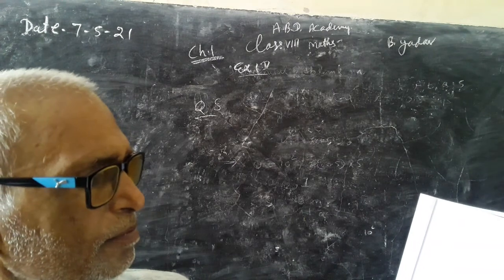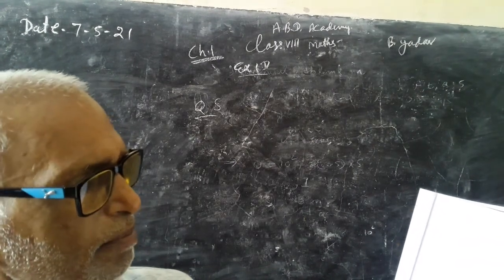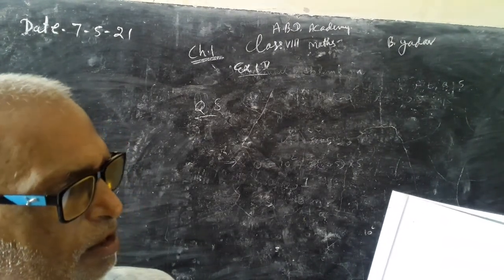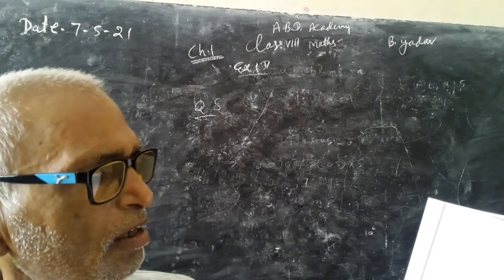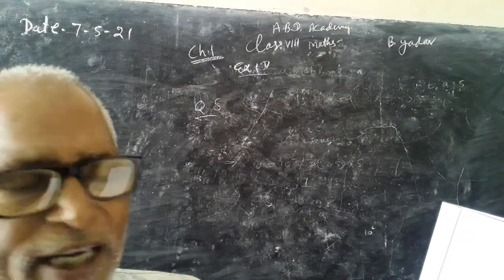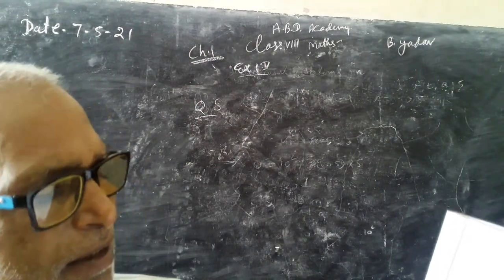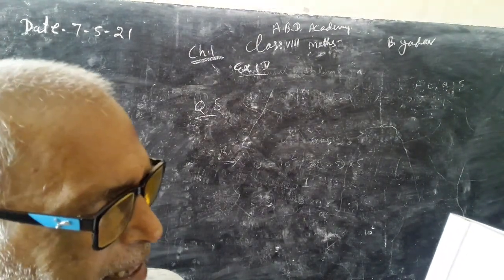And here in the fourth part, minus 16 by 9 into 1 is equal to 1 into minus 16 by 9. It is called the property of identity.